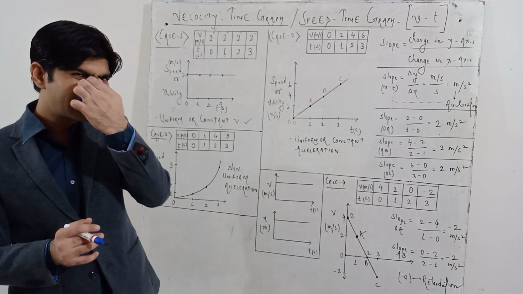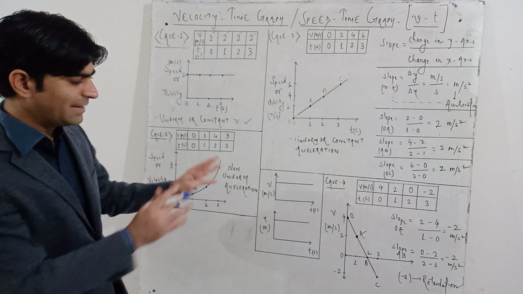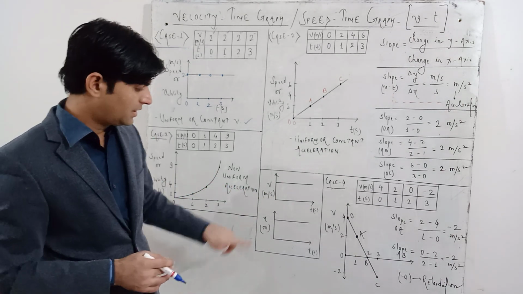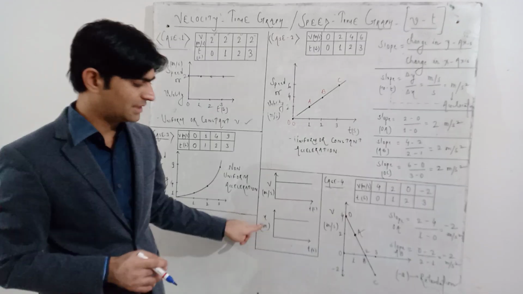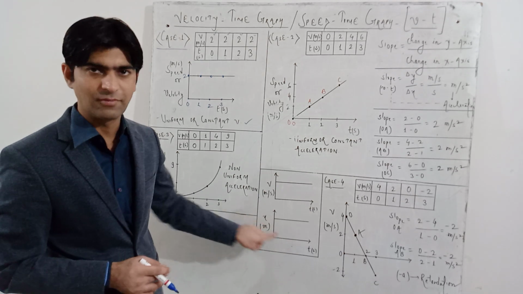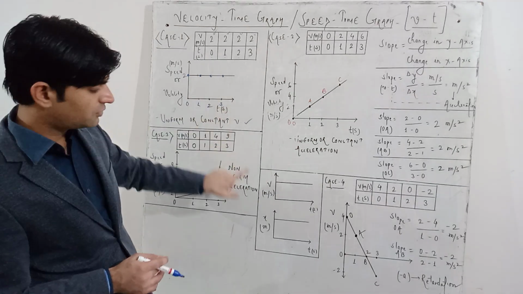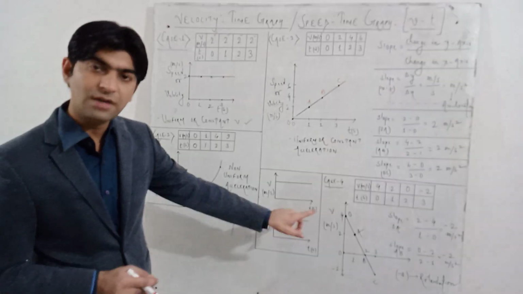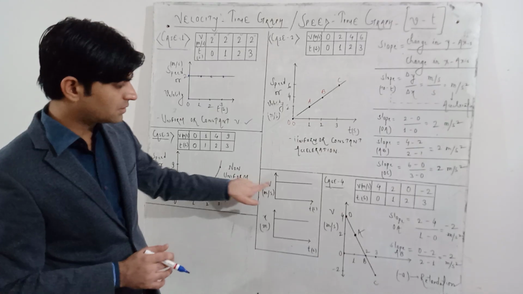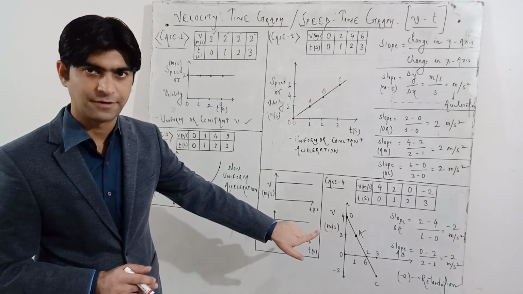Now the students get confused in these two graphs. In the last class we had the same nature of graph, but that was a position time graph. Here I have drawn the xt graph, where x stands for distance or displacement. That means this is a position time graph and this is a velocity time graph. If you see both of these graphs, the nature of the graph is the same. Both graphs are parallel to the time axis. But in the first one the velocity is not changing, and in the second one the position is not changing.